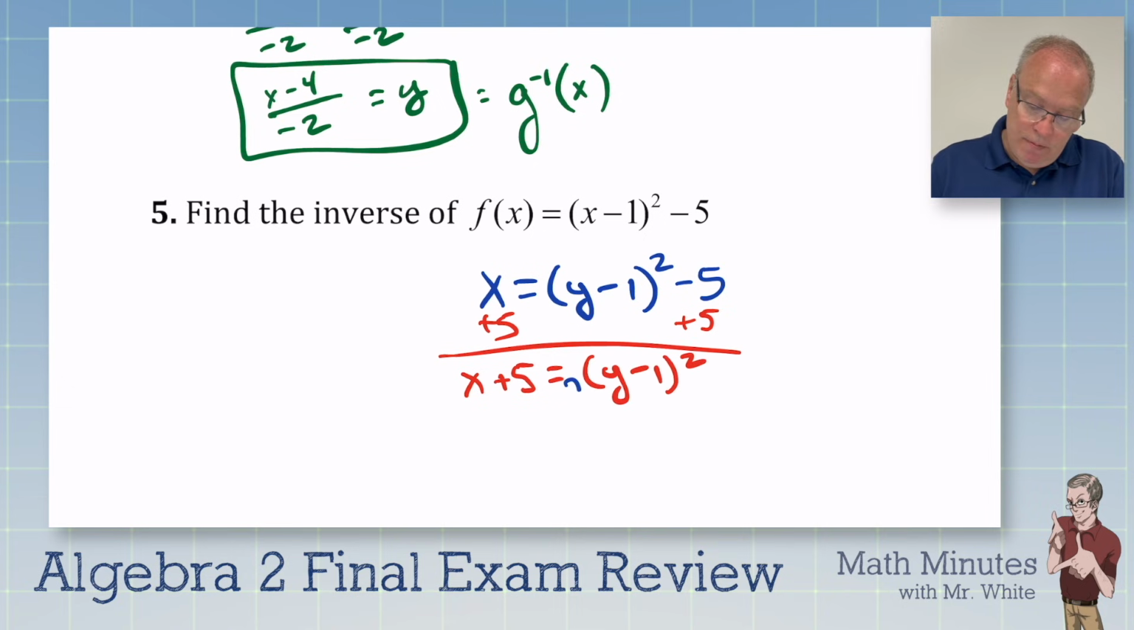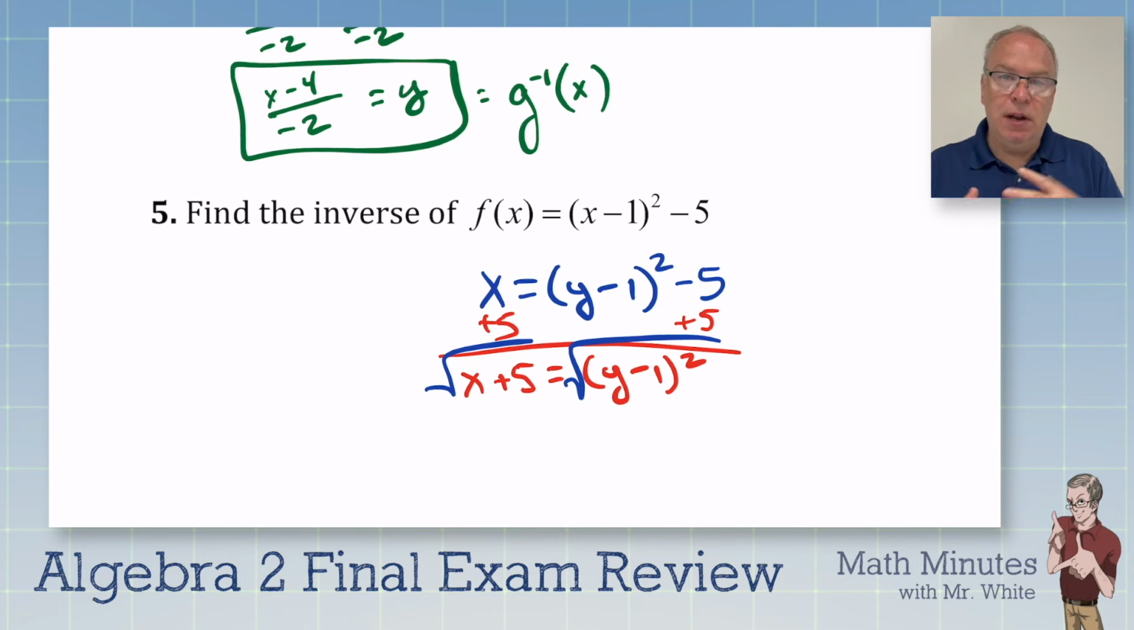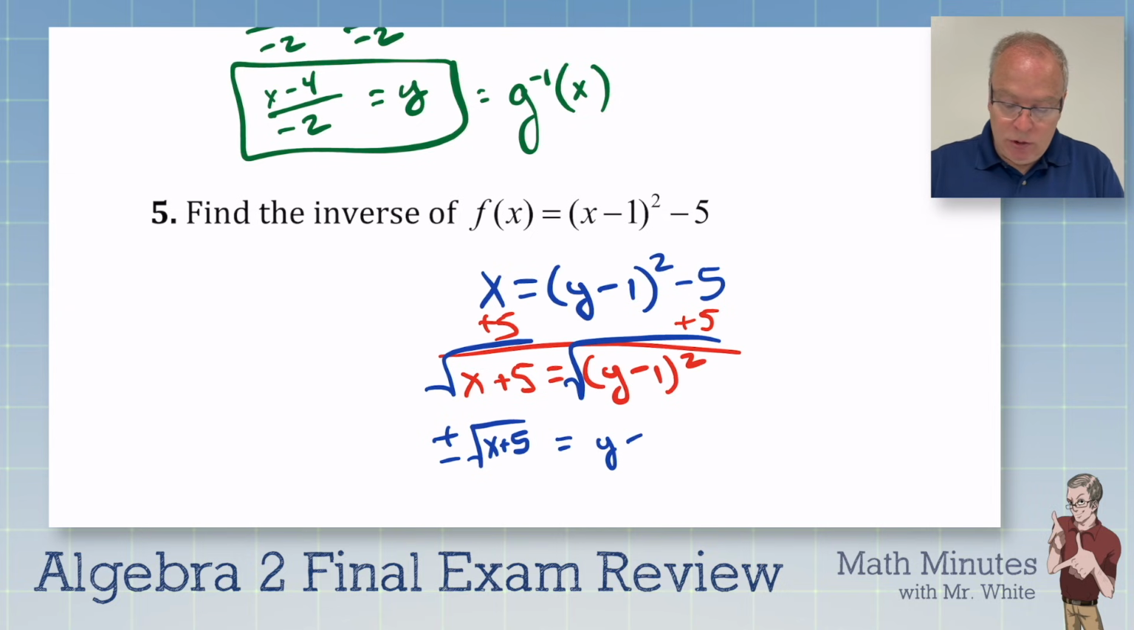We then square root both sides. Now, whenever you're in the middle of an equation and you find yourself square rooting both sides, that's perfectly fine. Just understand that you now have two possibilities that you have to keep track of, plus or minus square root of x plus 5, and all of that equals y minus 1.